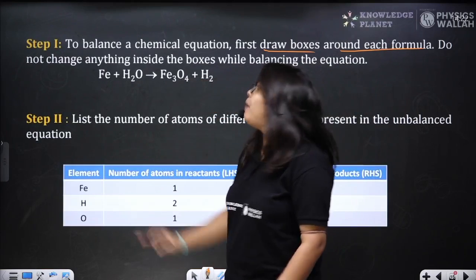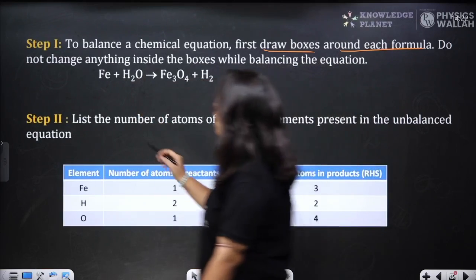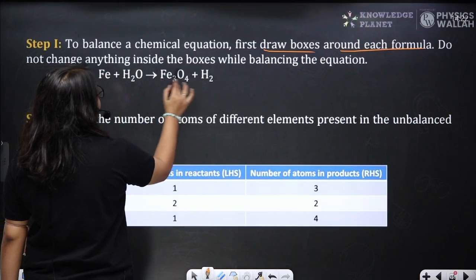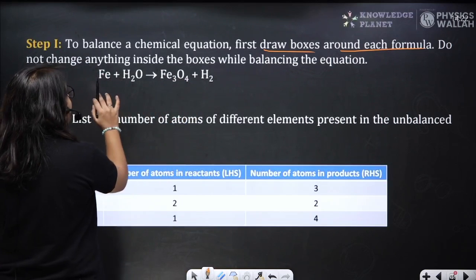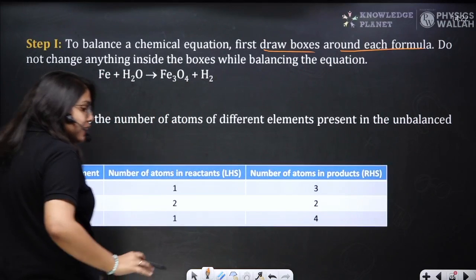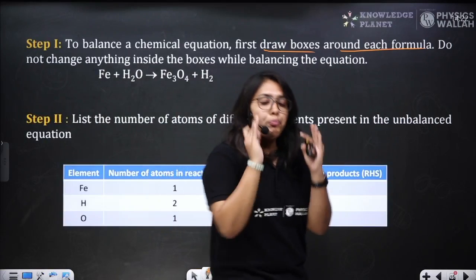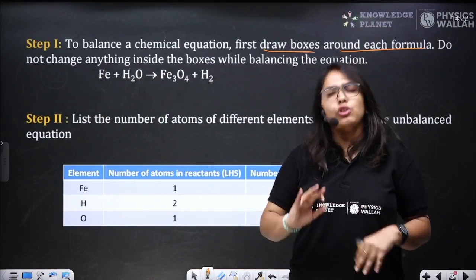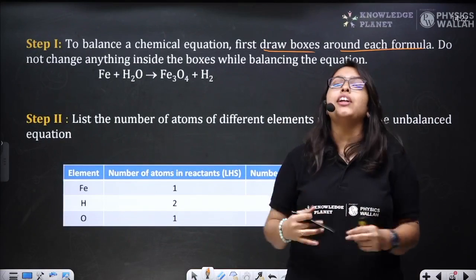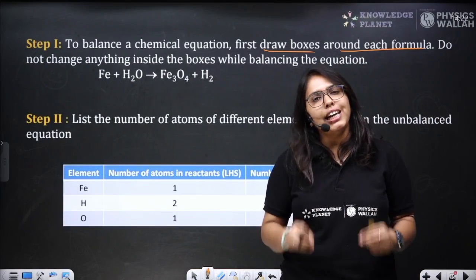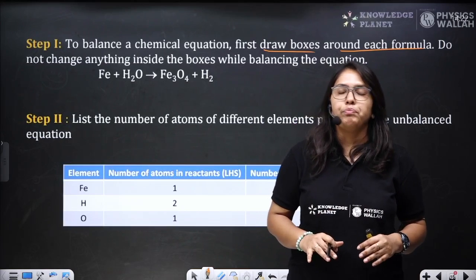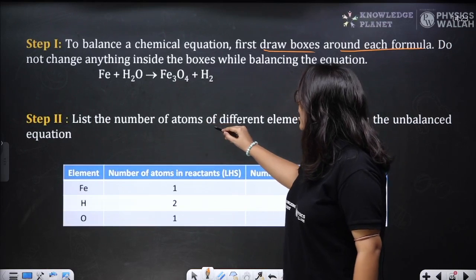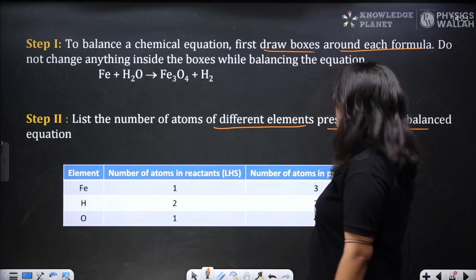Let's say I'm trying to balance iron. I draw a box around iron, and I draw a box around iron over here, and then I will check for the atoms. This is for you to put your focus on one element at a time. You don't really have to do this, but if you're finding difficulty, then you can start off with this method. Then after that, we list the number of atoms of different elements present in the unbalanced equation.